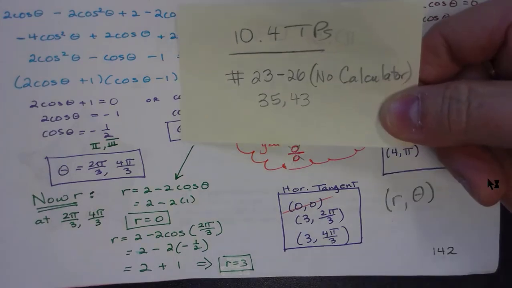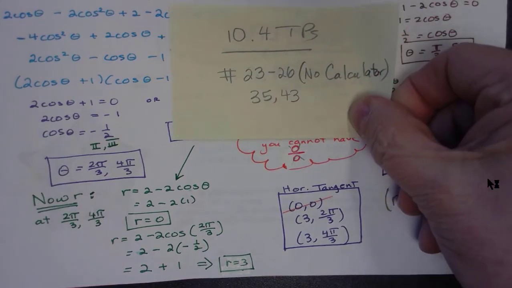Your TPs for this section are 23 through 26. Do not use your calculator. And then 35 and 43. See you next time.